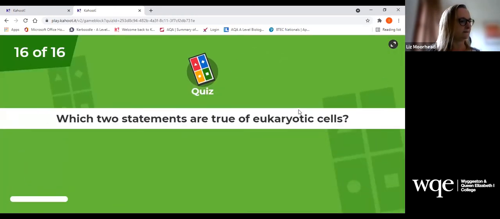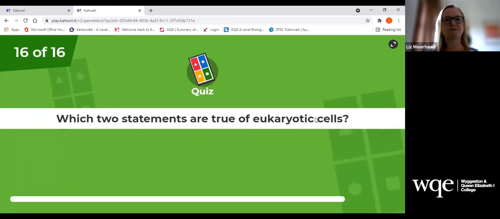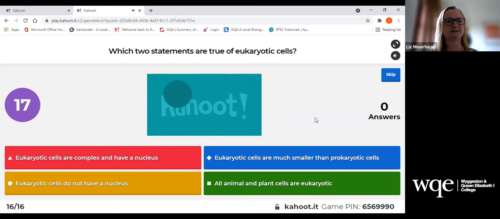Excellent. Last question. Which two statements are true of eukaryotic cells? They're complex and have a nucleus. They're much smaller than prokaryotes. They don't have a nucleus. All animal and plant cells are eukaryotic.